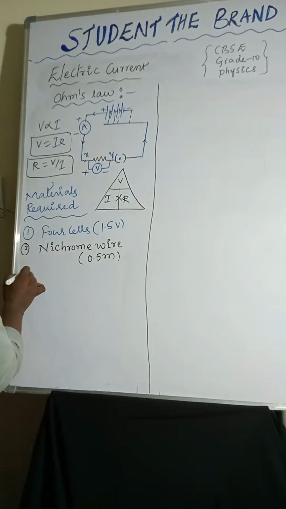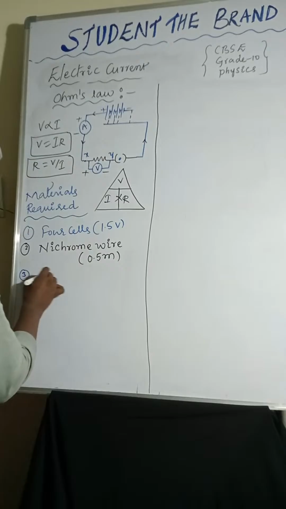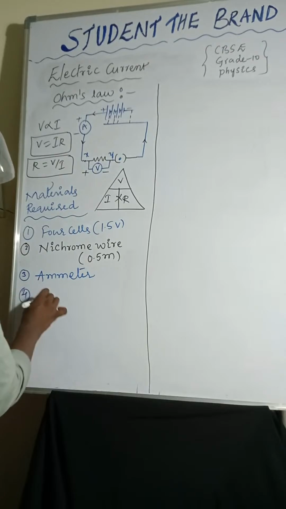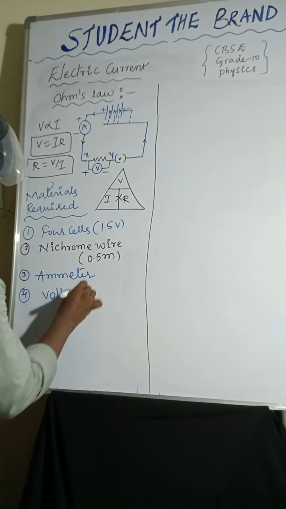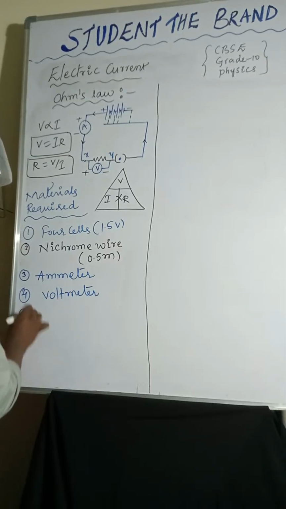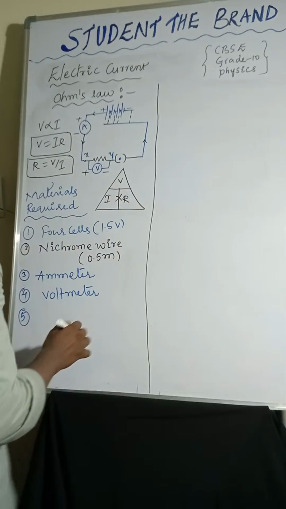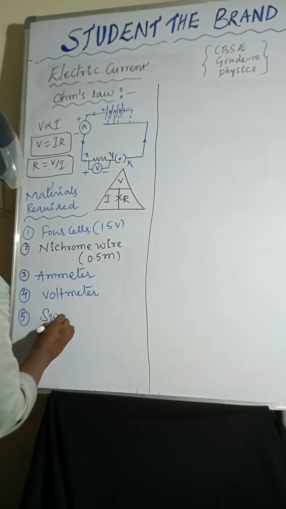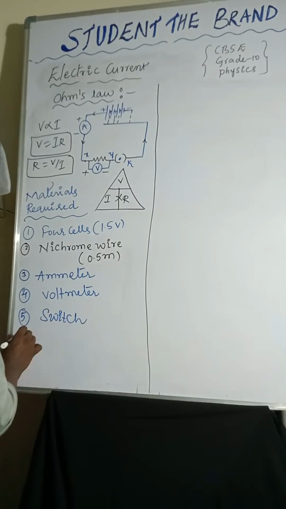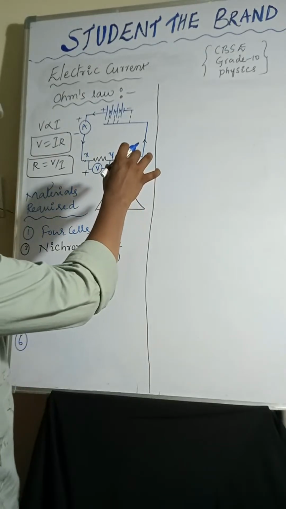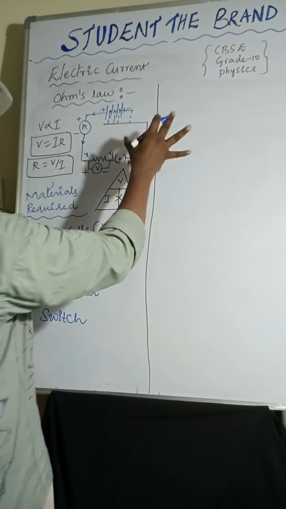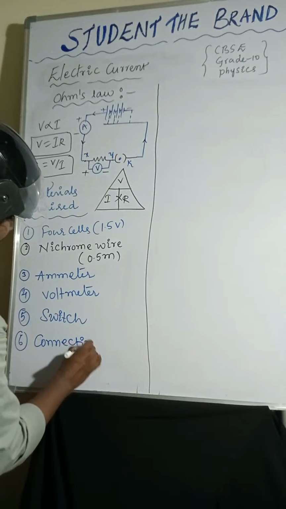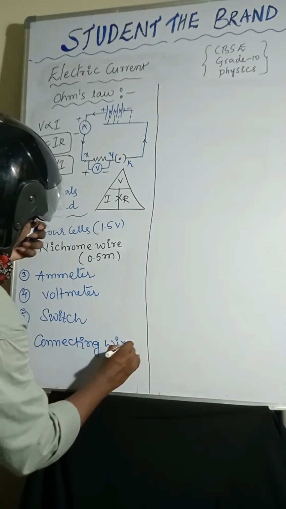Coming to the third one, ammeter. Fourth one is voltmeter. Fifth one is the switch, this is the key K. And sixth one is connecting wires. These are the connecting wires.